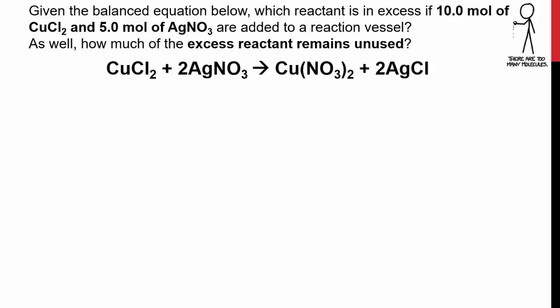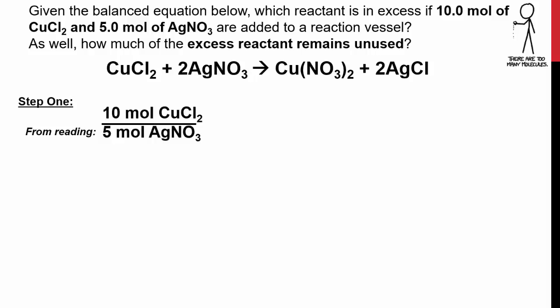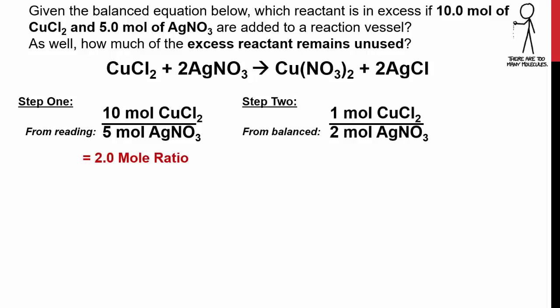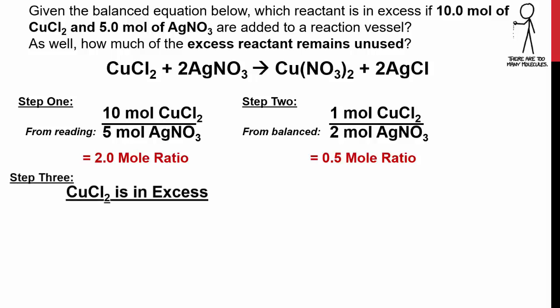So again, step 1 is look in the question itself. I'm seeing that I have 10 moles of copper chloride and 5 moles of silver nitrate. So 10 over 5 tells me I have a mole ratio of 2. So this is from my reading. Now let's look at my balanced formula. Here I have 1 mole of copper chloride over 2 moles of silver nitrate. This is going to be a much smaller number, which is 0.5. Therefore, with great certainty, I can conclude that the copper chloride is in excess, while the silver nitrate is limiting.